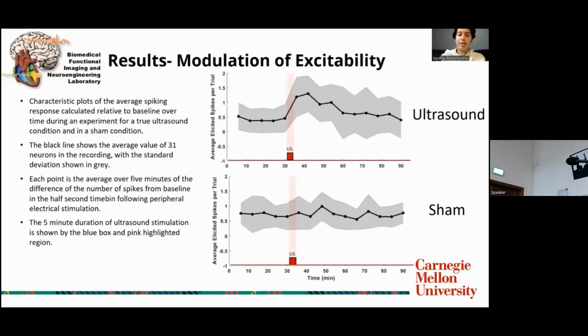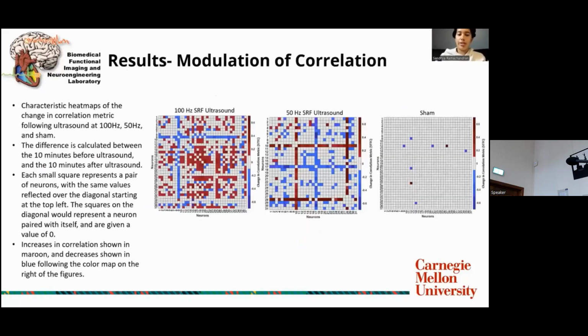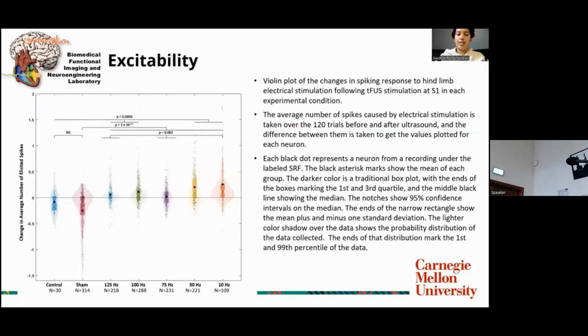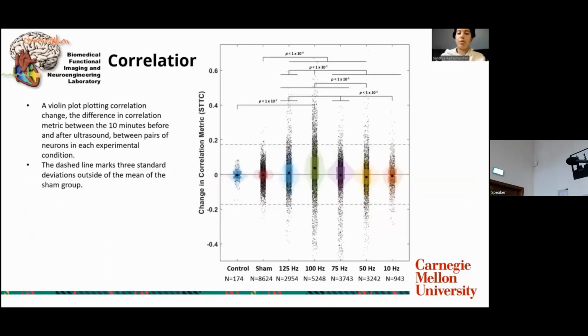What we observed is that there was an increase in excitability following ultrasound in the recorded neurons compared to sham. We also observed that there was significant modulation of correlation compared to sham after ultrasound. And here we observed that there was a dependence on frequency, where mostly we observed increases at high frequencies and decreases at low frequencies. You can see this in the group analysis, where here we see mostly increases in the ultrasound compared to sham and control. And you see the same effect in correlation, where again, we're seeing changes in both directions, but on average, we see changes as well.